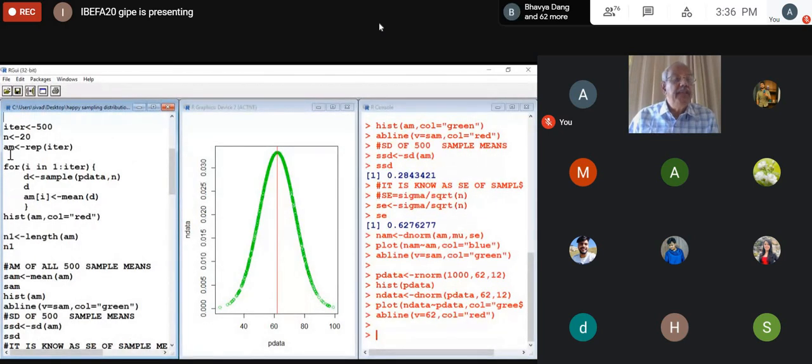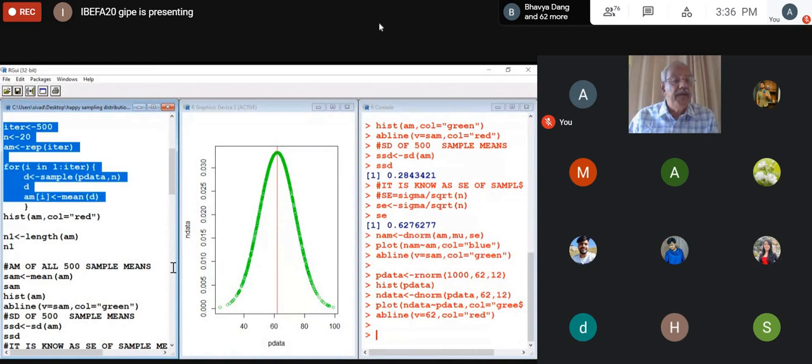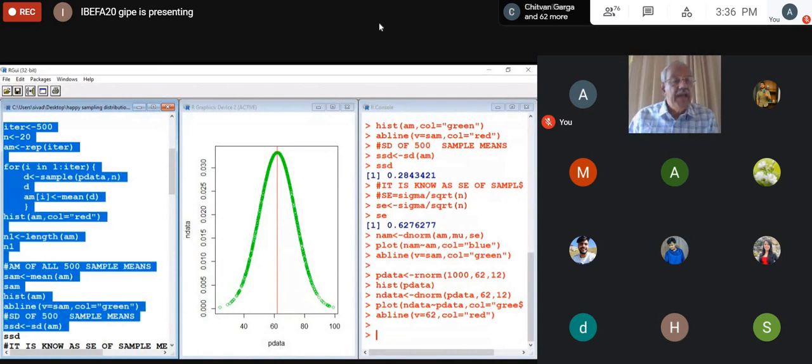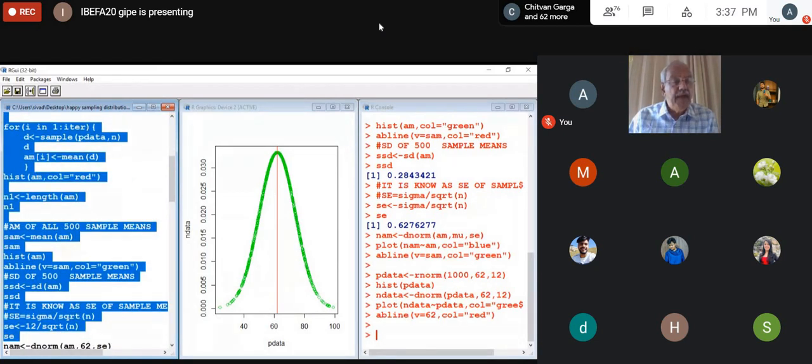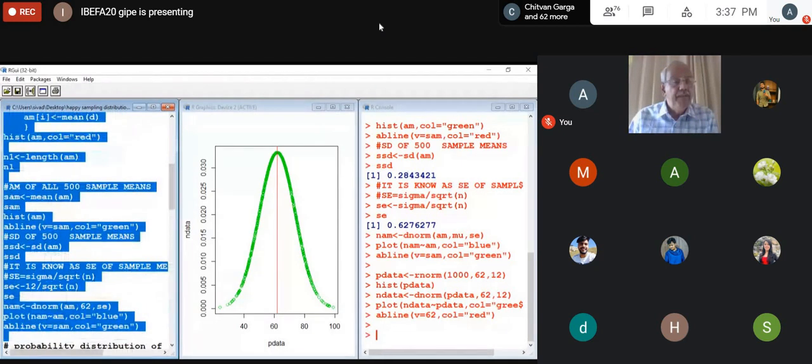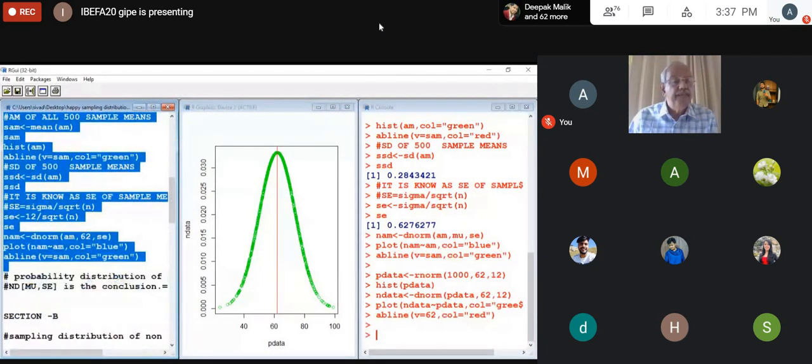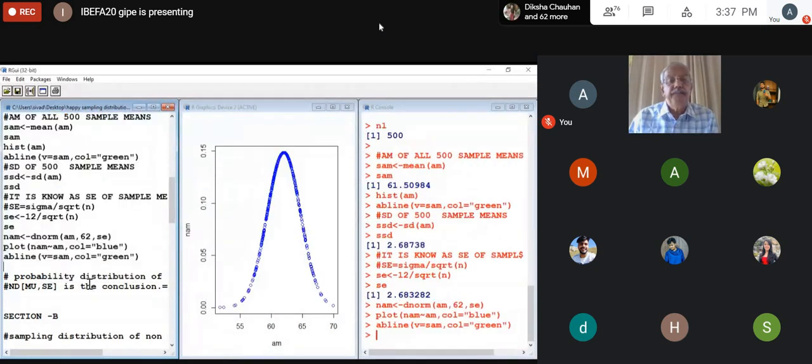I repeated the selection of 20 students 500 times and computed the arithmetic mean 500 times and plotted a graph for the complete 500. Both the graphs are the same. Mean is also approximately the same here. And their standard deviation, here we call standard error.